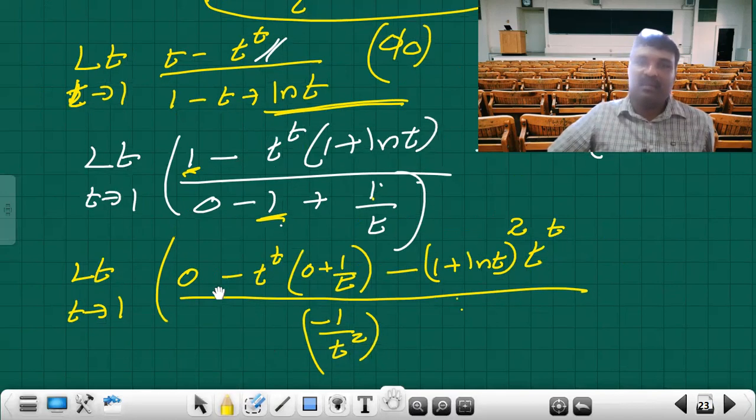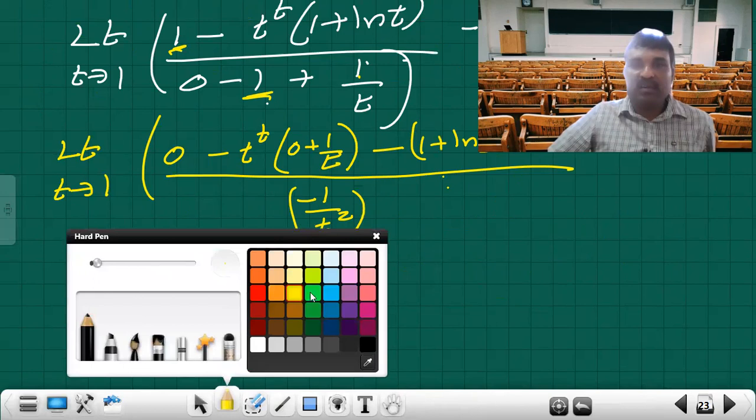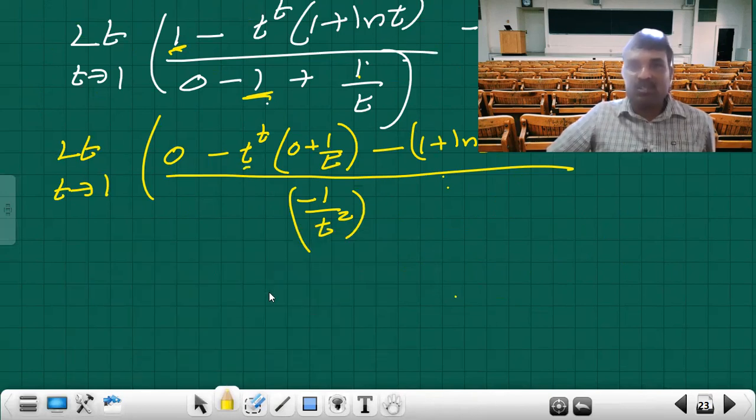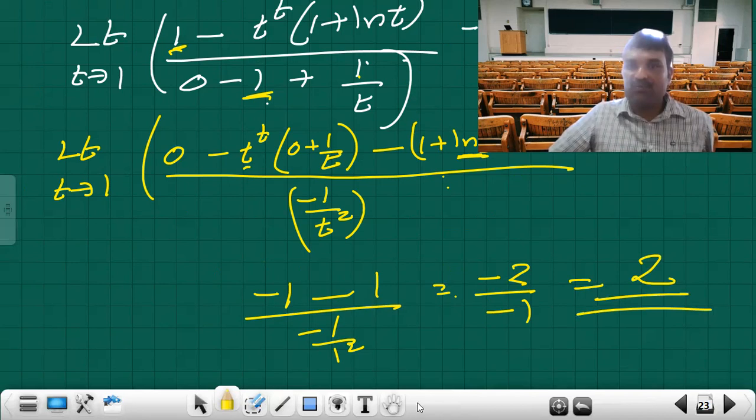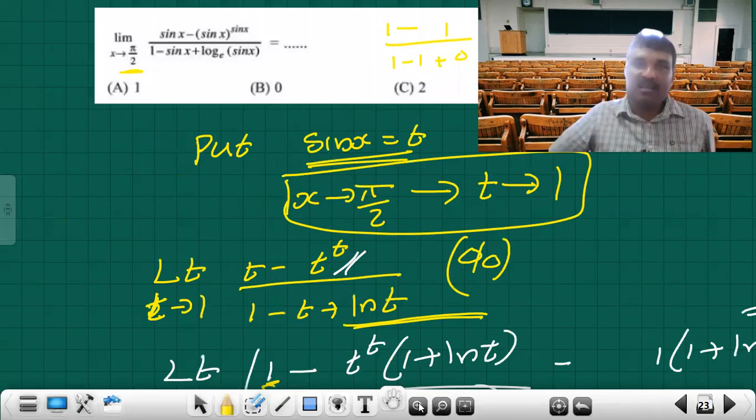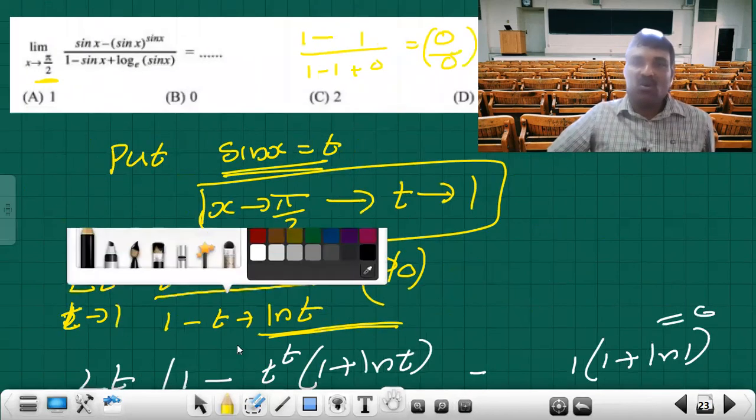Now you can apply the limit. While applying the limit, this becomes 1 raised to 1. That's minus 1 into 1 by 1, right? Minus ln t, ln 1 is 0. t raised to 1 is 0. So that is minus 1, minus 1, divided by minus 1 by 1 square. So minus 2 divided by minus 1 is equal to 2. So the answer is 2. That is available in option C.